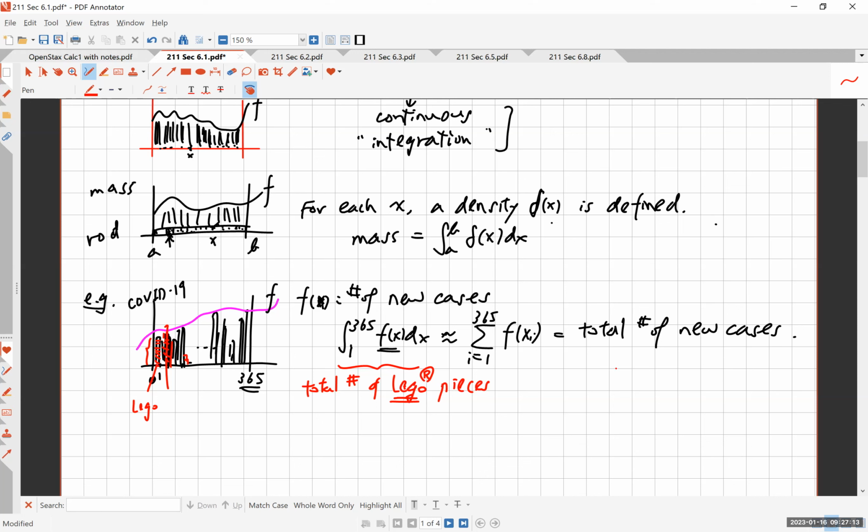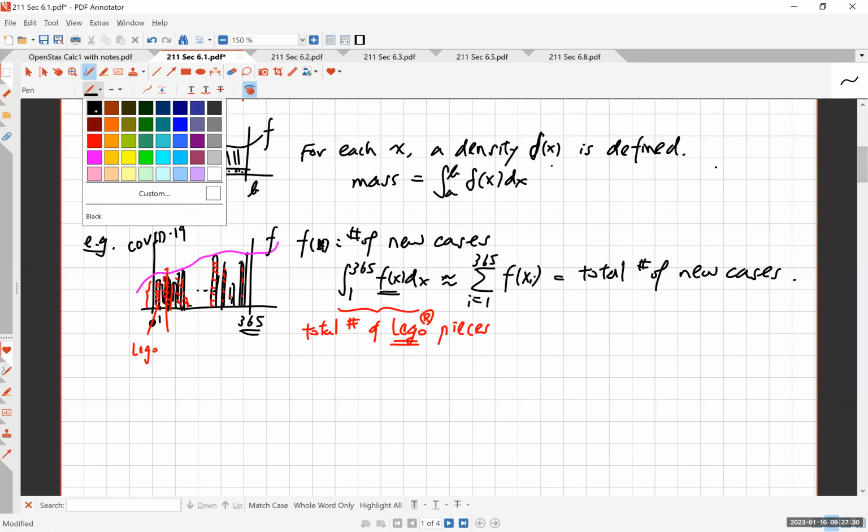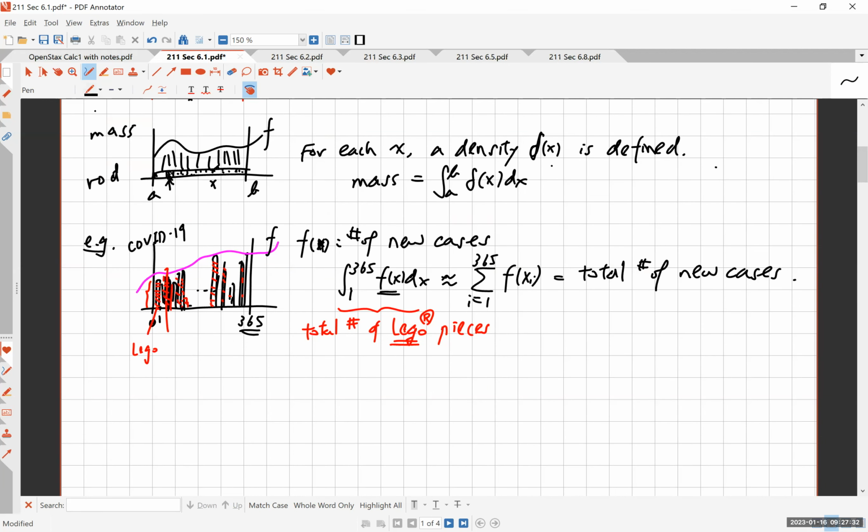The total number of Lego pieces is basically the accumulation, the addition of all of these Lego pieces that you see for each of these bars. And so think of that, the total number of Lego pieces is like our answer for the integral. What's amazing is that if f is continuous, we can still define this sum as the limit of Riemann sums, which is, of course, our definite integral.